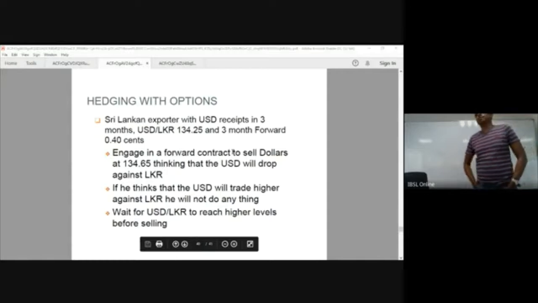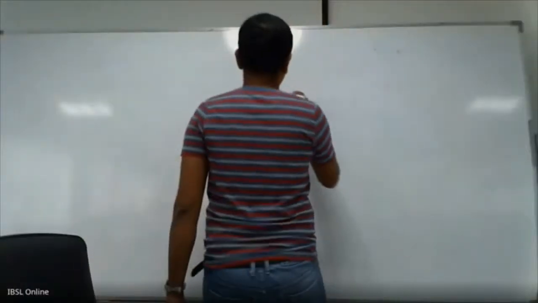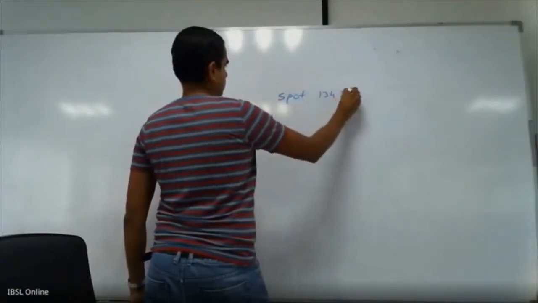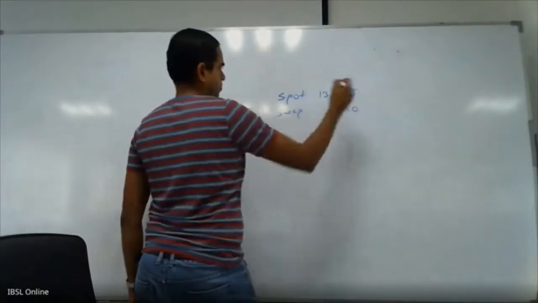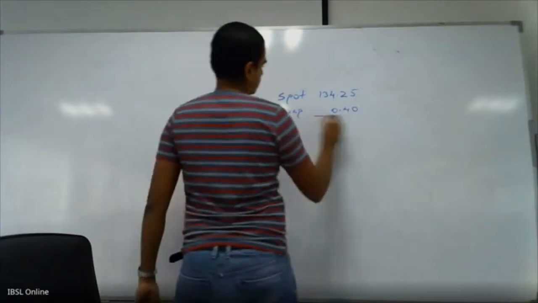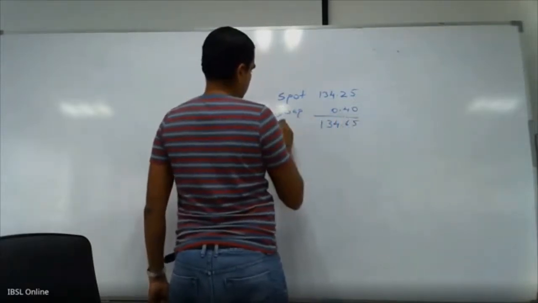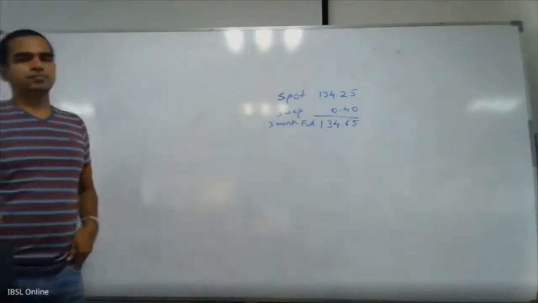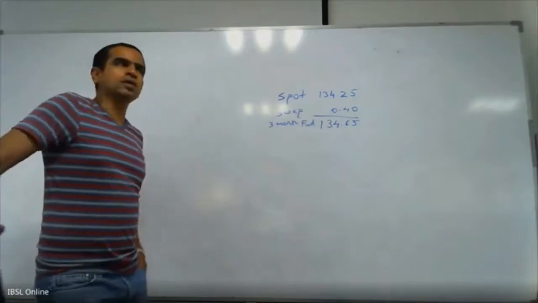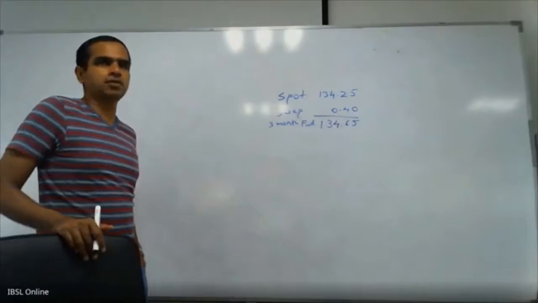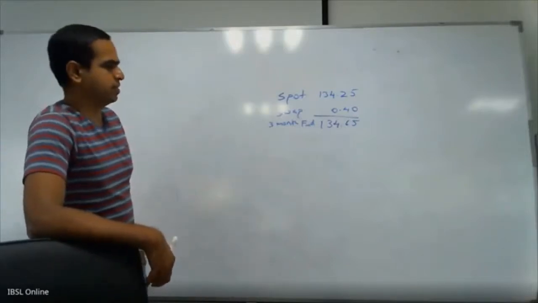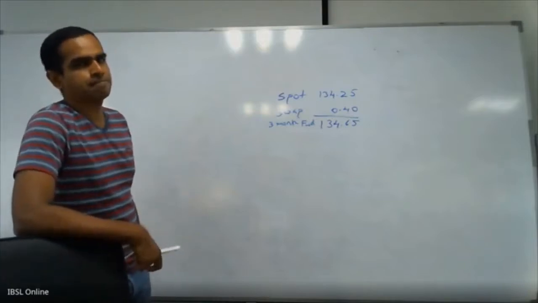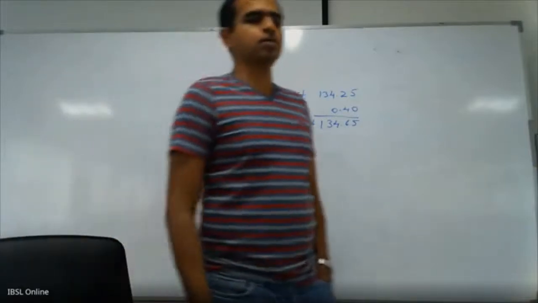Right. So Sri Lankan exporter and he's getting dollars in 3 months. Current spot rate 134.25, 3 months forward rate 40 cents. So 3-month forward is 134.65. One thing he can do is to get into a forward exchange contract. That means he can book a 3-month forward rate to sell dollars at 134.65. Or he can buy an option. Which option do you think he should buy? What option will you recommend to him?